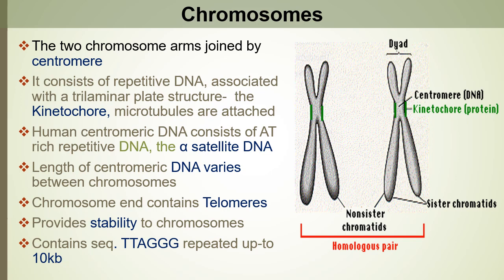The chromosome ends contain a special structure which is known as telomeres. Telomeres provide stability to the chromosomes by stabilizing the linear ends of DNA molecules and are essential structures for maintaining the integrity of chromosome. They contain simple DNA sequences TTAGGG repeated many times. It may be up to 10 kb at the end of each chromosome arm.